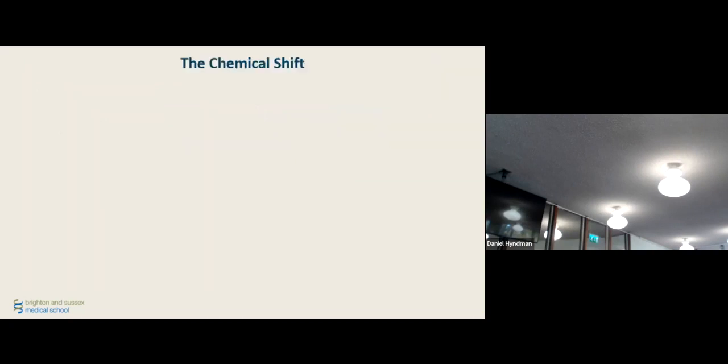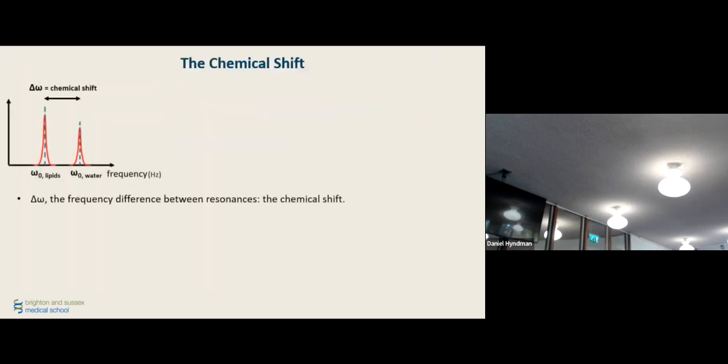So how are we expressing it, and what do we see when we are looking at a spectrum that contains more than just one peak? So we saw that we have, in the case, for example, of lipids and water, two different frequencies, and they differ between each other by a certain delta frequency.